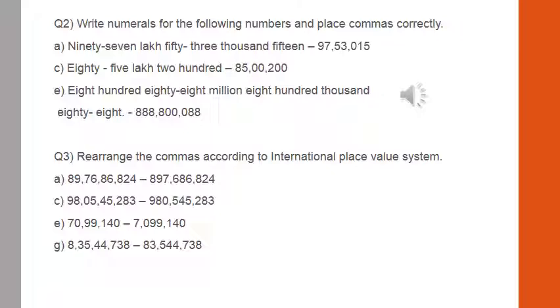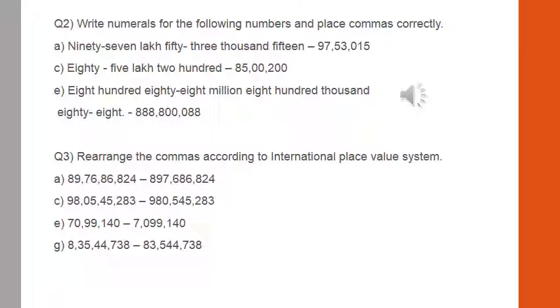97,53,015. This means that 97 is at the lakh period, so I have written 97 comma. Then it's 53,000. That means 53 comma. Then 15, so 0, because at the hundreds place there is no number, that means 0, and 0 then 15. So the number will become 97 comma 53 comma 015.